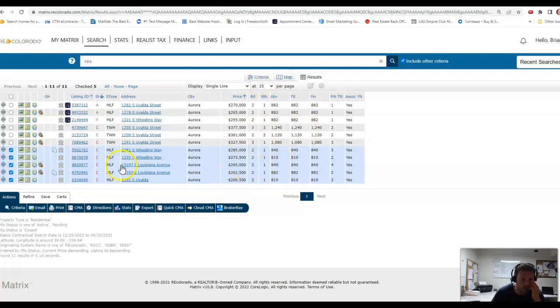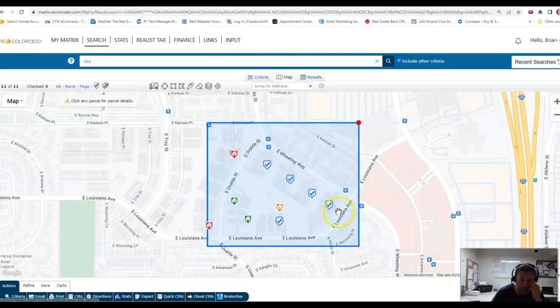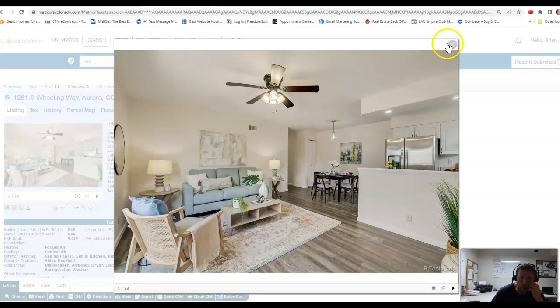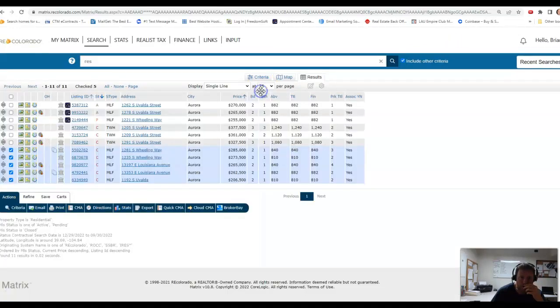So let's take a quick look at these and let's see where they appear on the map. So they are in that same complex, right? They're not over here. And so let's take a look to see what these look like. So they're all 2-bedroom, 1-bath. So let me back up a little bit.